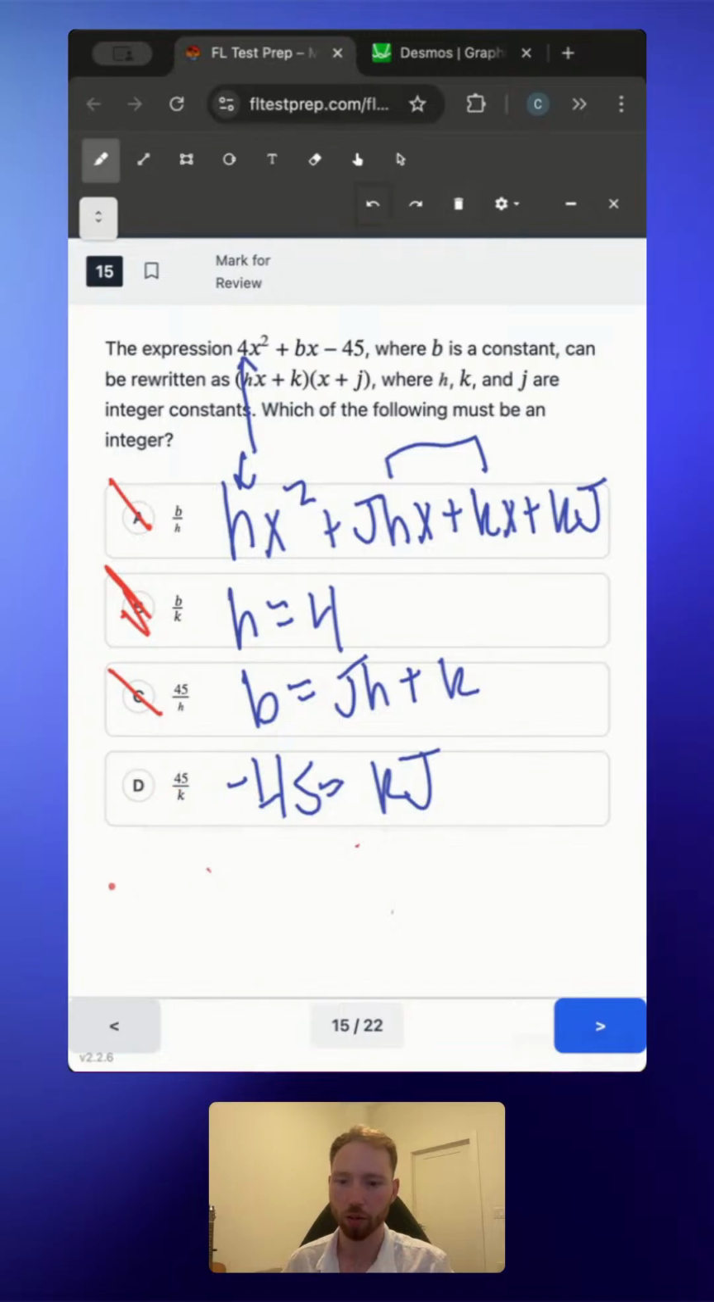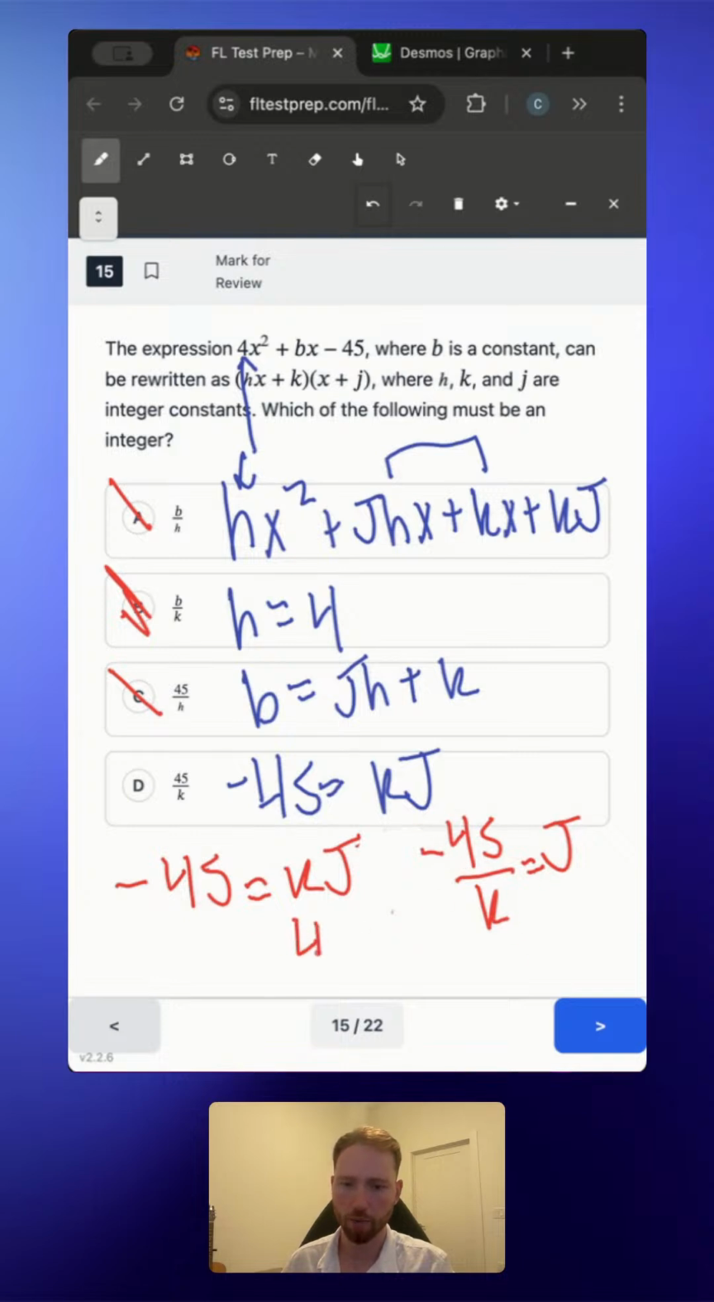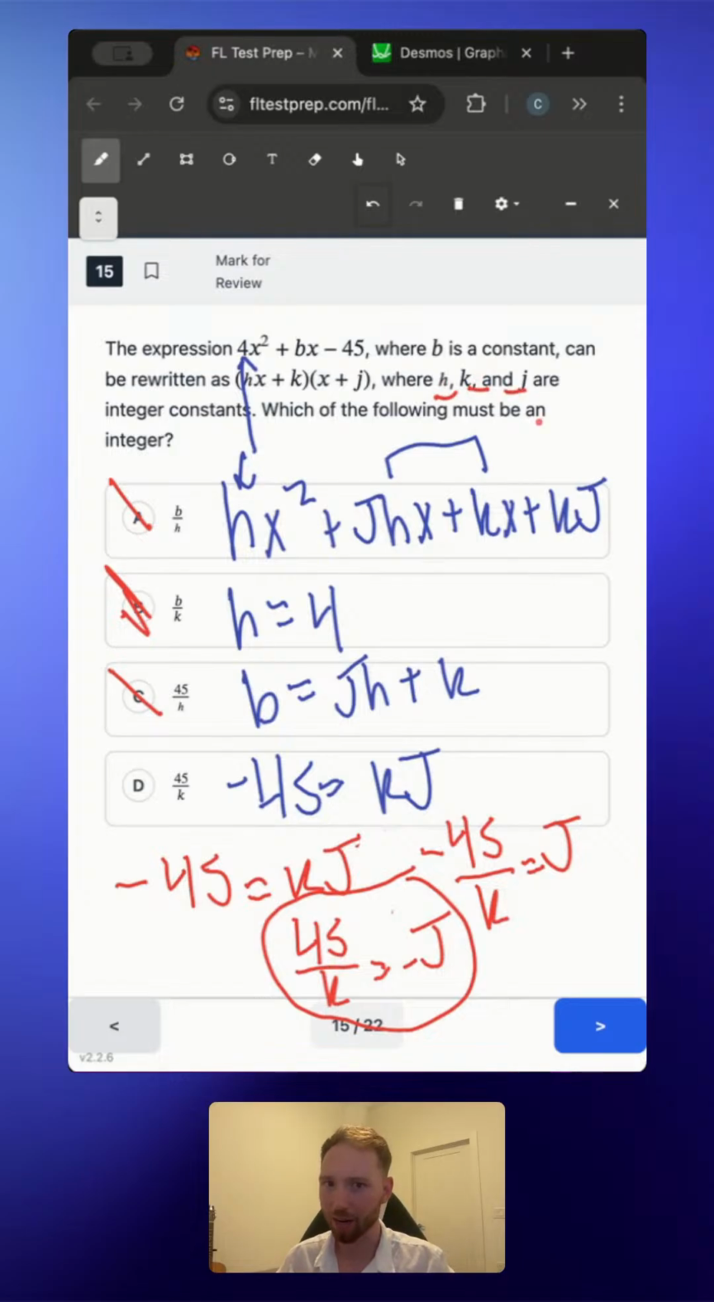Can I get 45 over k to be an integer? Well, let's take a look. Well, negative 45 equals kj. Well, can I divide 45 by k? It's like, yeah, I can. Negative 45 over k equals j. That works, but I got this negative. Well, can I move it over? Yeah, I can. I can get 45 over k equals negative j. This is a whole number. And the reason why this is an integer or a whole number is because it tells me h, k, and j are integers. So if it equals a negative j, it means it equals a negative integer, which is still an integer. So since j is an integer, I know 45 over k will equal a whole number. So D is the correct answer for this question.